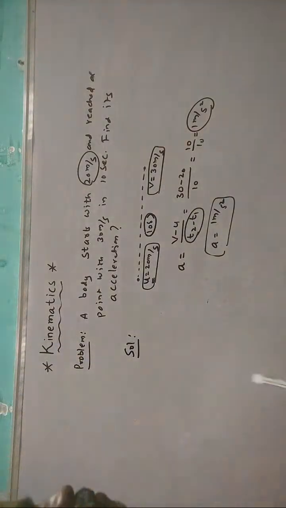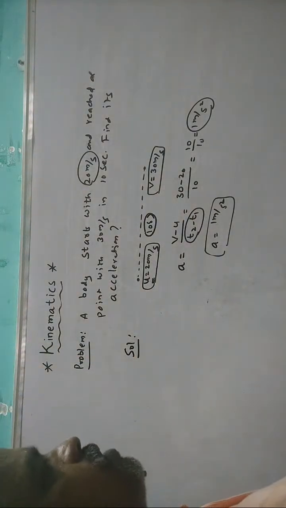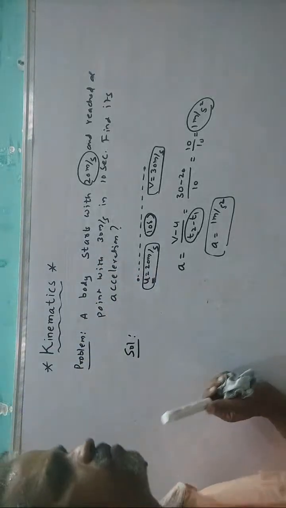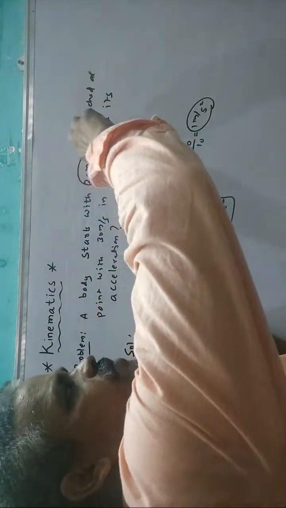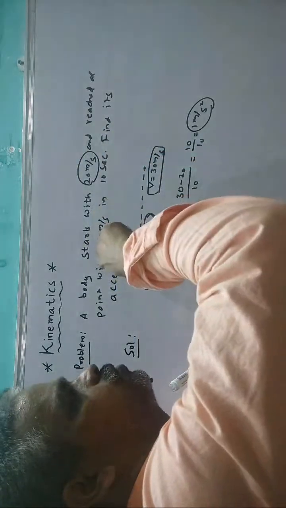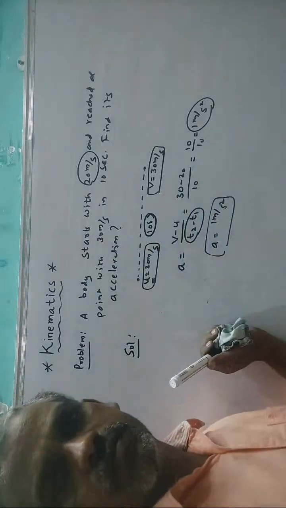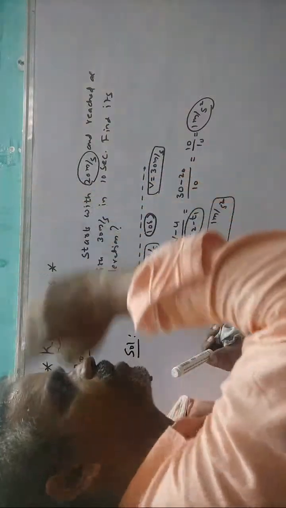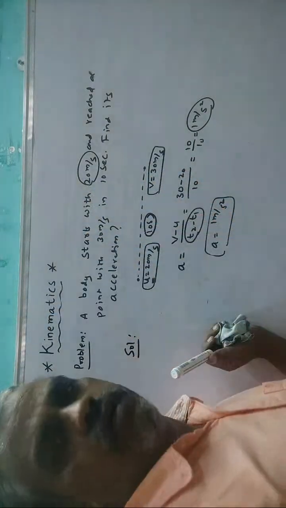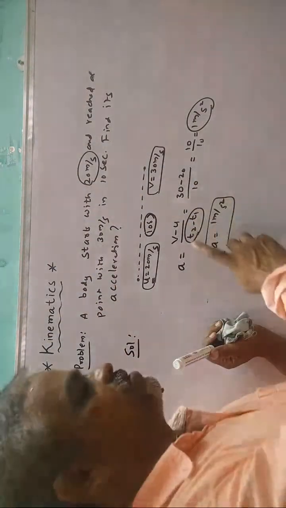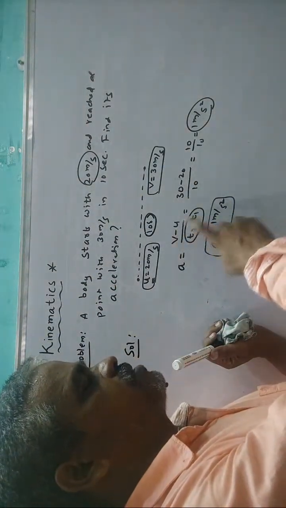Now I'm giving one more problem to you. You can do it easily. Nothing is there in this problem. At what velocity is it starting? To which velocity does it increase? It starts at 20 meter per second. Finally it reached 30 meter per second. How much time did it take? 10 seconds. So acceleration is nothing but V minus U by T2 minus T1.